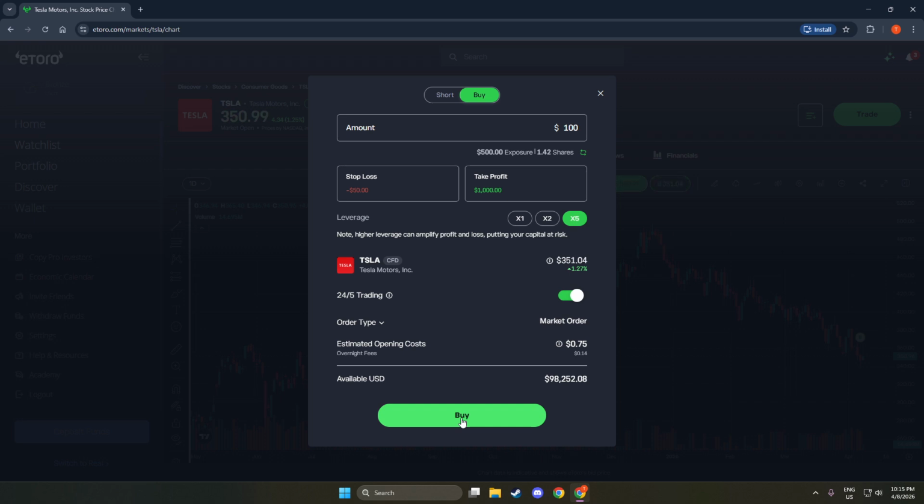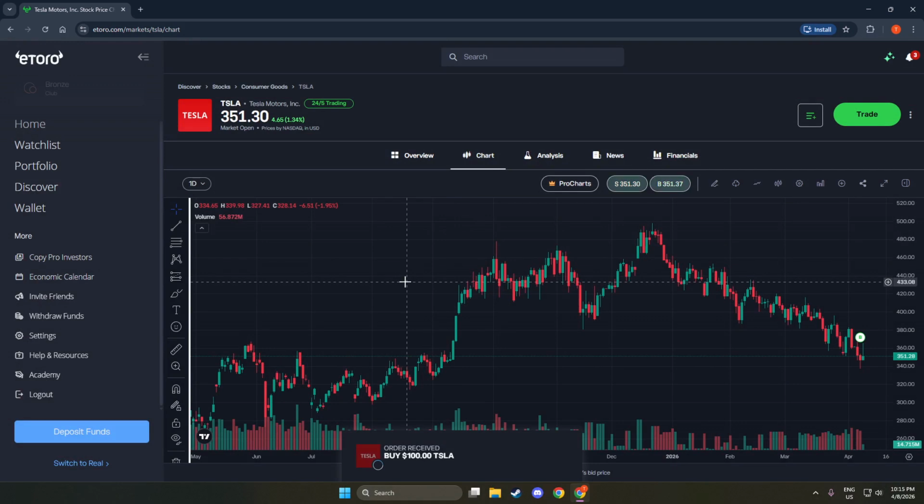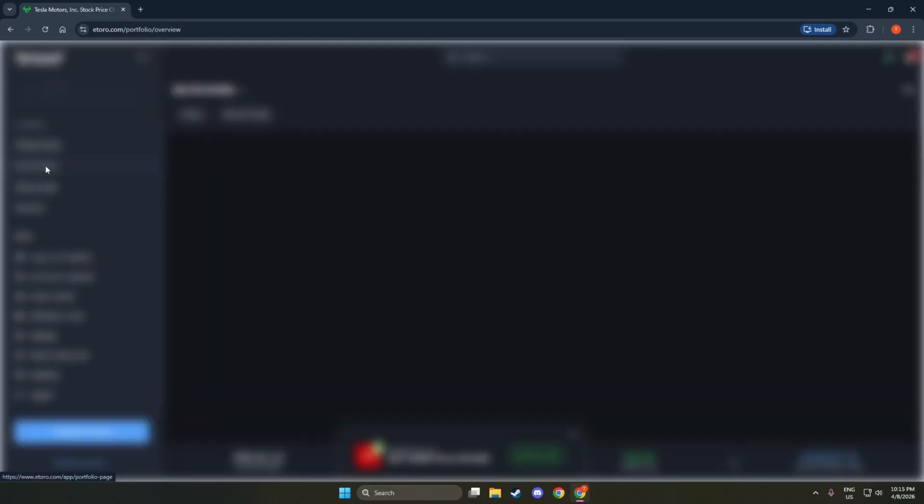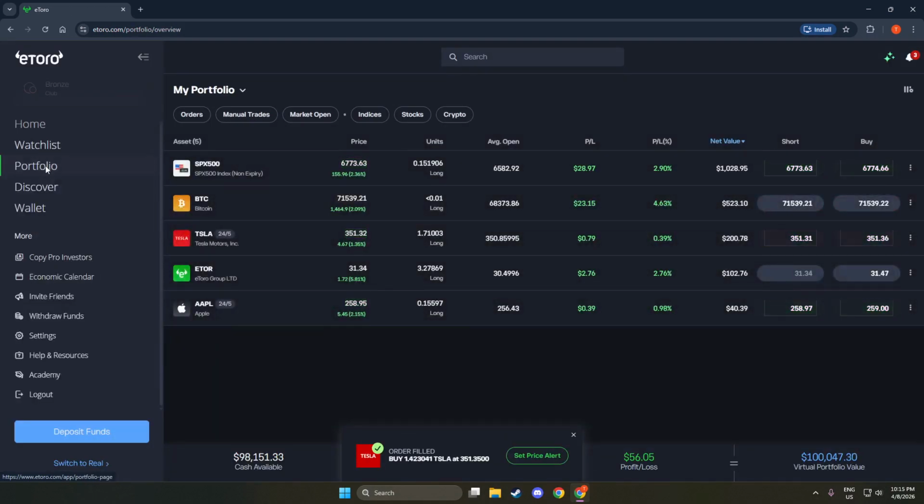Your order will be placed with the leverage setting you chose, and the position will appear in your portfolio where you can monitor performance and manage it as market conditions change. That's it. You picked an asset, chose buy or sell, set the leverage, entered your amount, and confirmed open trade. Keep leverage conservative as you learn, and always double-check your exposure before you commit.